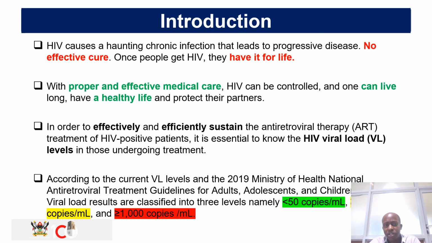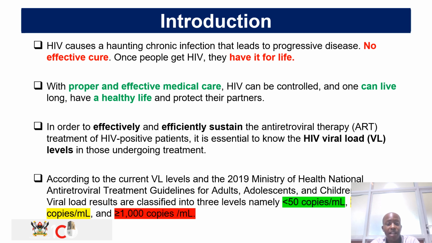HIV causes a chronic infection, and it is really haunting. This leads to a progressive disease. We all know that we don't have a cure yet, meaning that if one gets HIV, they live with it for the entire lifetime until God calls them. With proper and effective medical care, HIV can be controlled and one can sustain life for a particular period of time.